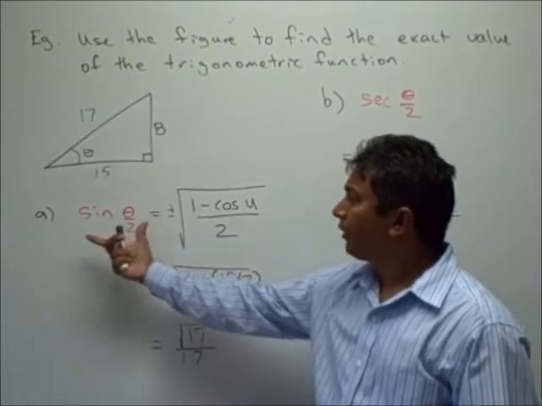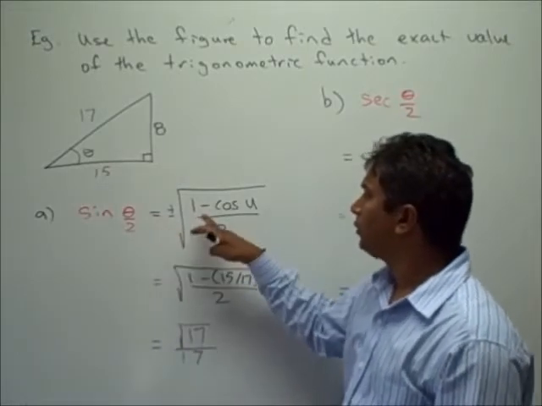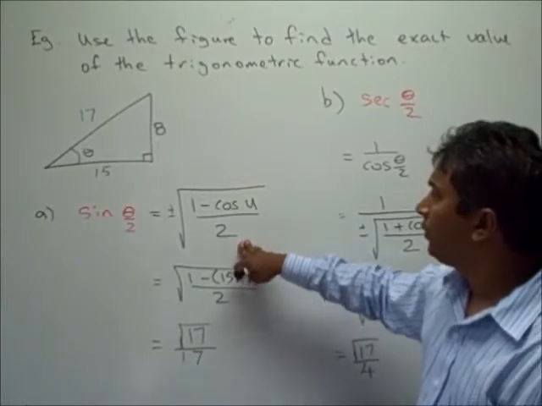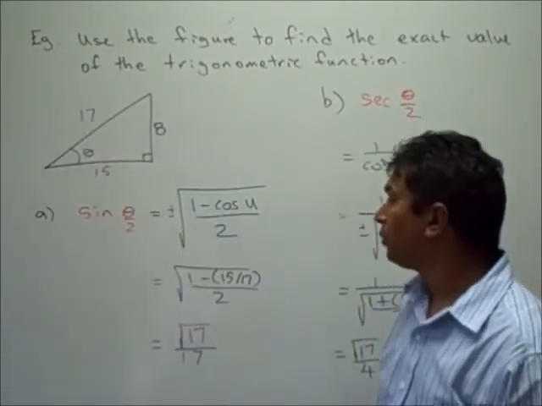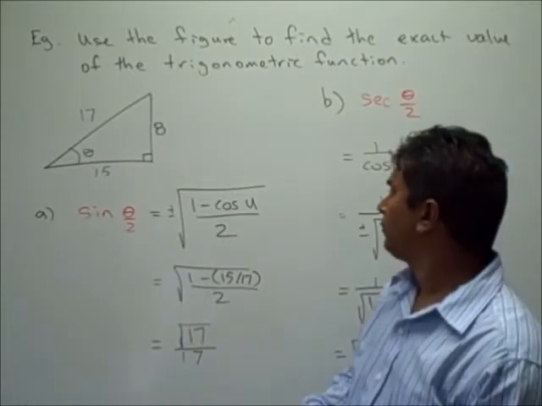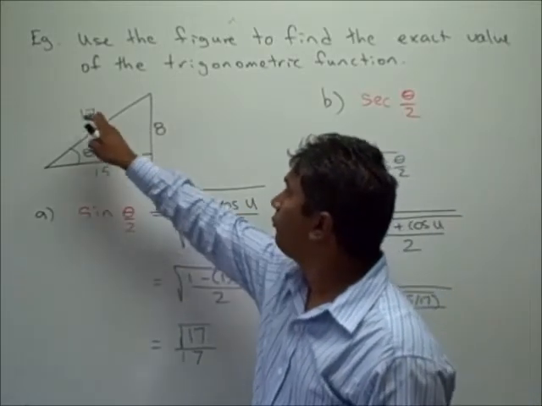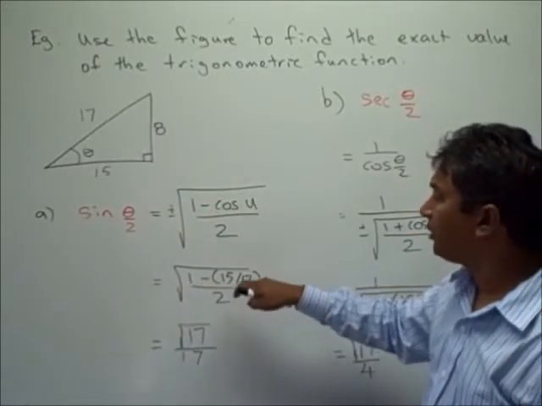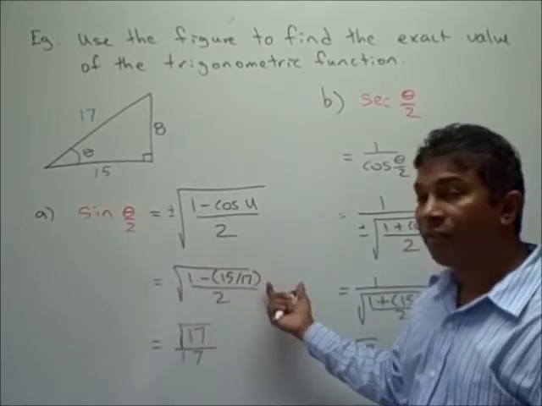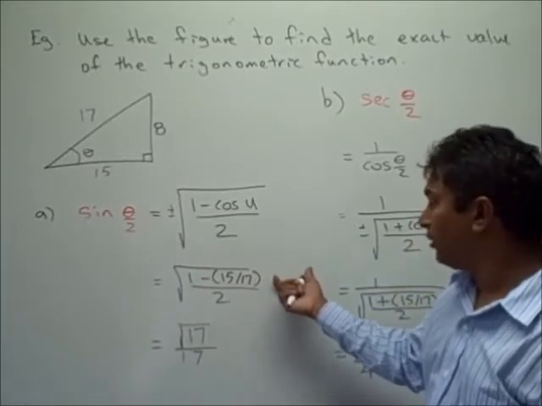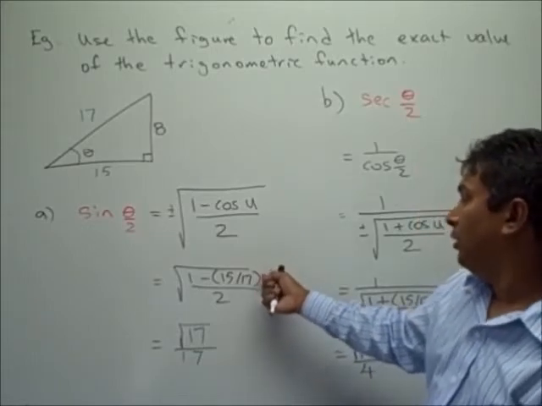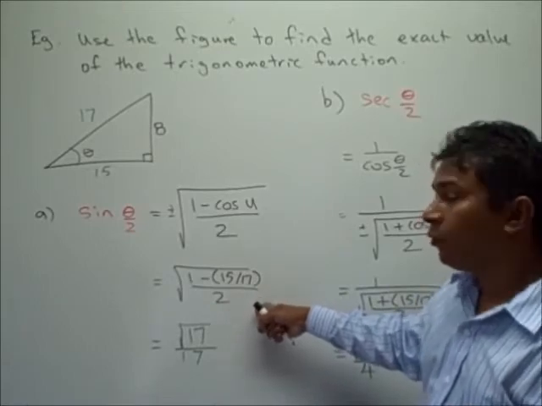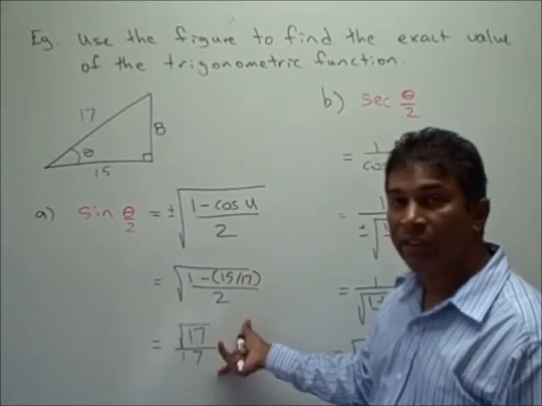We know that the sine of theta over 2 is equal to plus or minus the square root of 1 minus cosine u over 2. Now that we have our hypotenuse, we can find the cosine of u. Cosine of u, or theta in this case, would be 15 over 17. So this becomes 1 minus 15 over 17 all over 2. 1 minus 15 over 17 is 2 over 17. If we divide this by 2, this becomes 1 over the square root of 17. Rationalizing the denominator, we get the square root of 17 over 17.